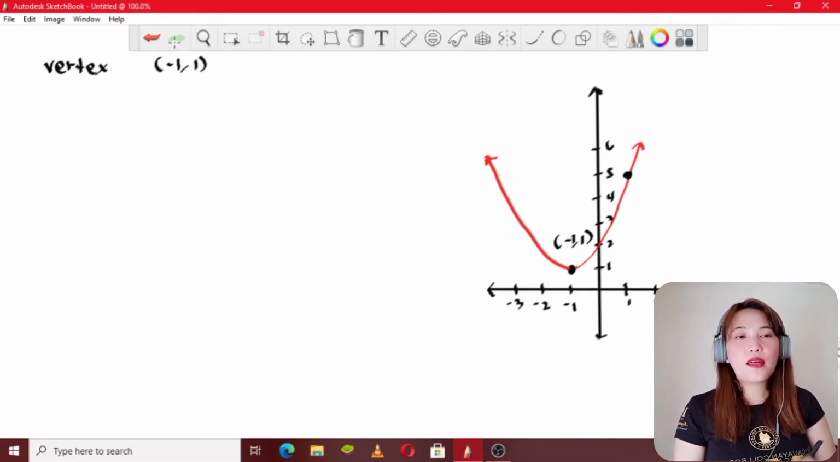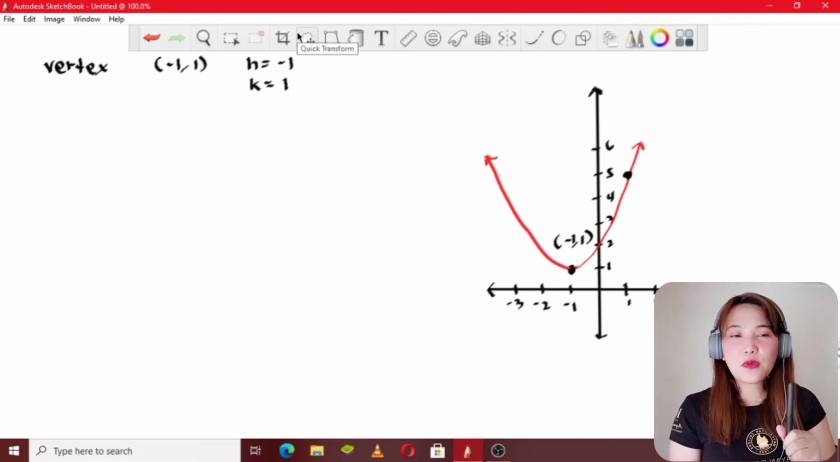And we know that the vertex is made up of h and k. So, the first number is our h. So, we can say that h is negative 1 here. And k is the second number. So, k here is 1.